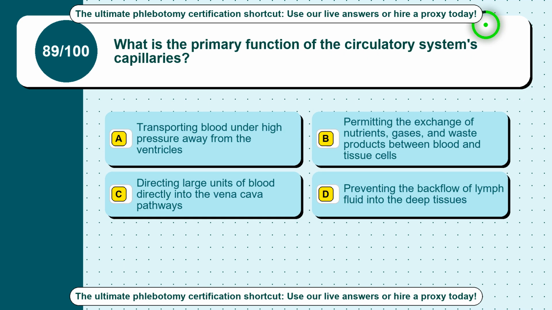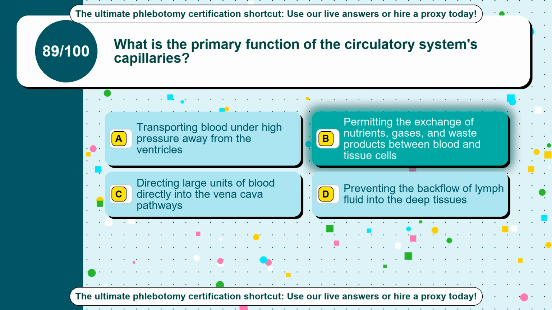Question 89. What is the primary function of the circulatory system's capillaries? Option A. Transporting blood under high pressure away from the ventricles. Option B. Permitting the exchange of nutrients, gases, and waste products between blood and tissue cells. Option C. Directing large units of blood directly into the vena cava pathways. Option D. Preventing the backflow of lymph fluid into the deep tissues. The correct answer is option B.